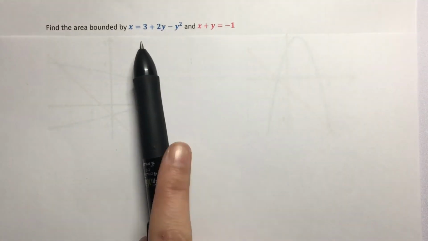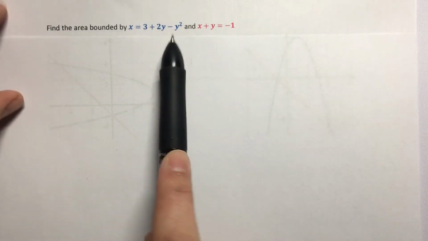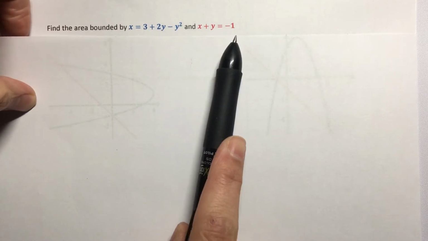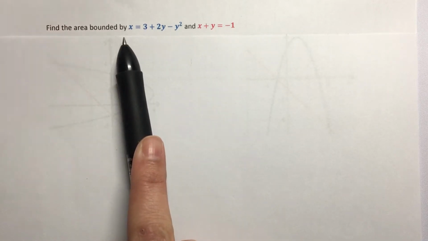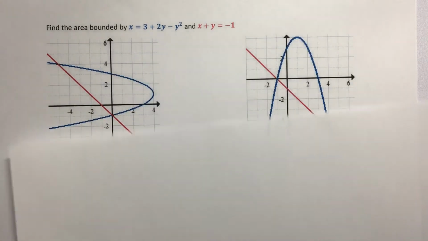Okay, but this one is kind of weird because notice it says x equals 3 plus 2y minus y squared and x plus y equals -1. I know this is not a function and our calculators can't graph this, but Desmos can. So you have an option. That's using Desmos. It works great, and it would graph it and draw this guy on the left.